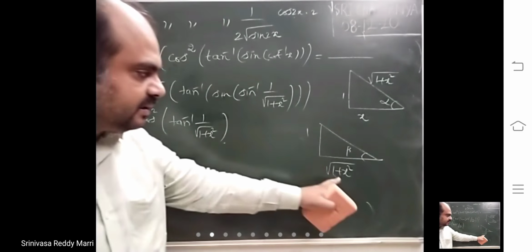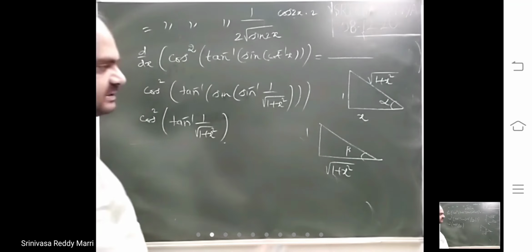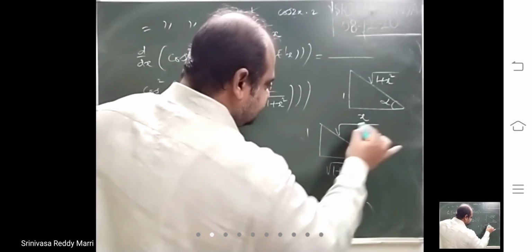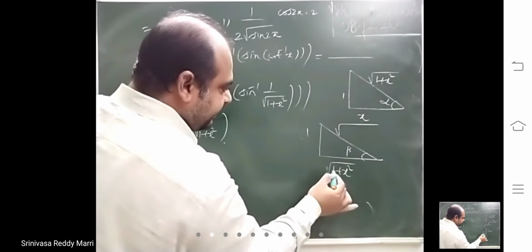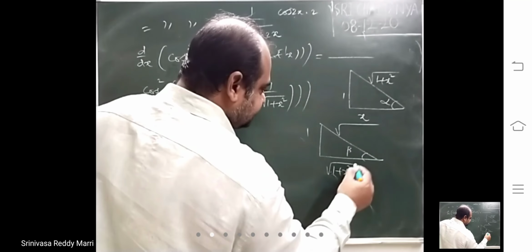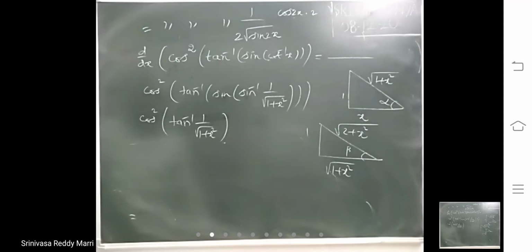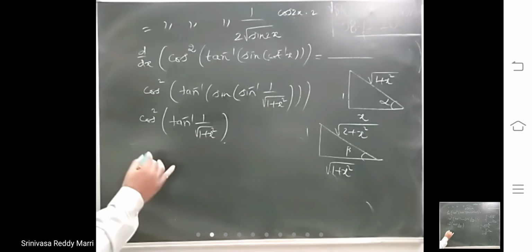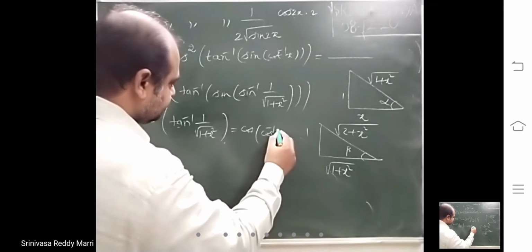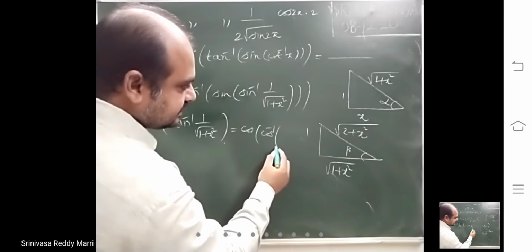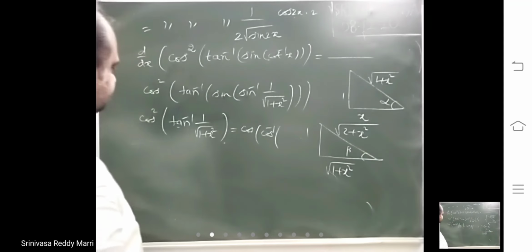Tan means what? Opposite by adjacent. Now this hypotenuse is nothing but root of this square plus this square. That means 1 plus 1 plus x square. Therefore, this is nothing but cos of tan inverse, cos inverse of this divided by this.